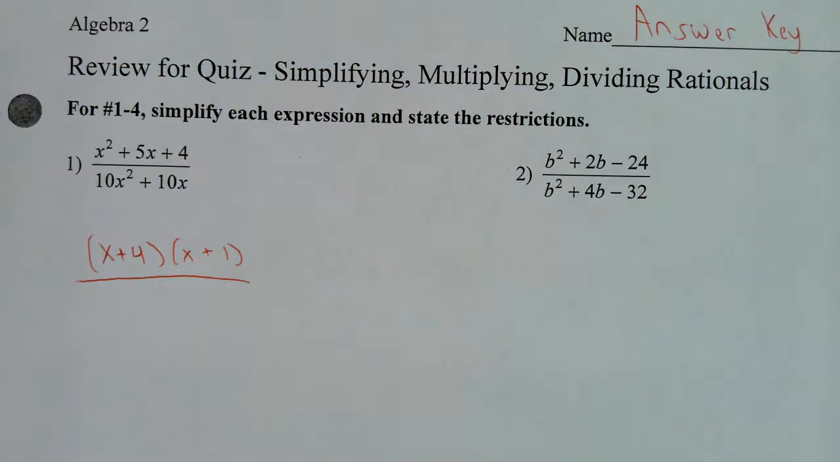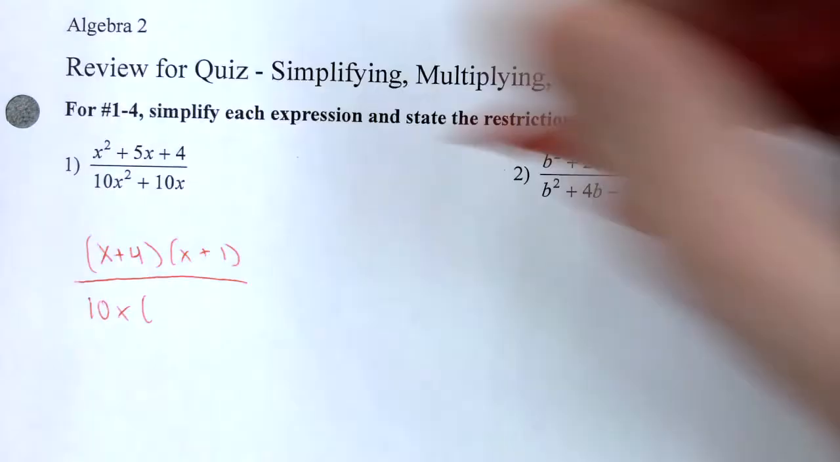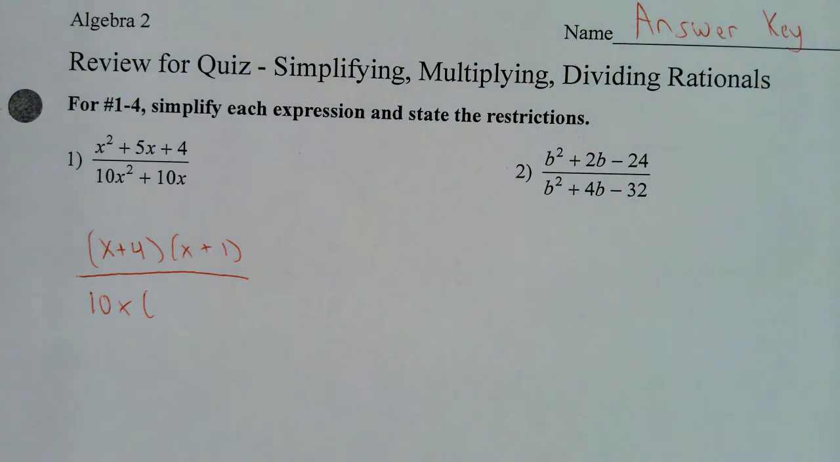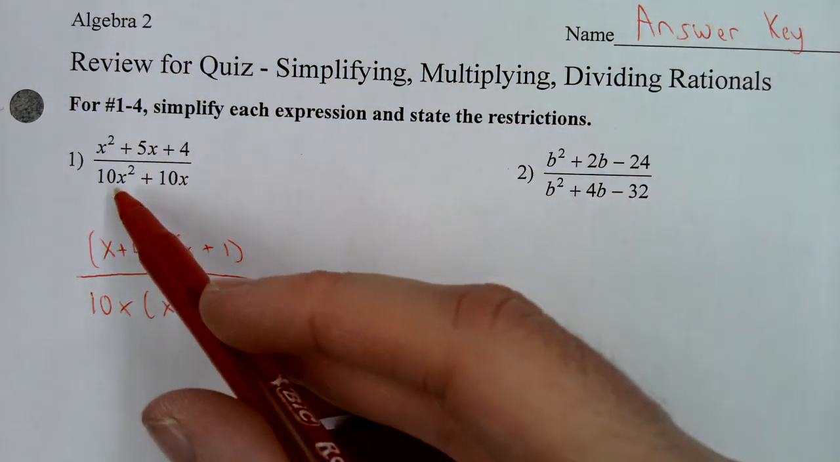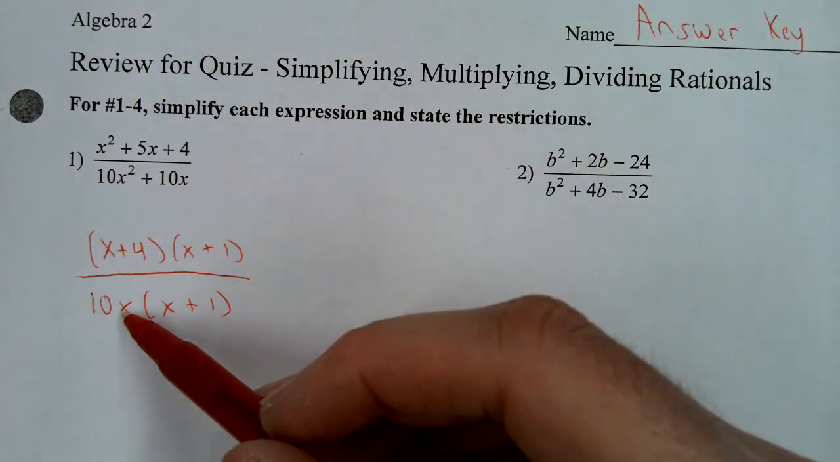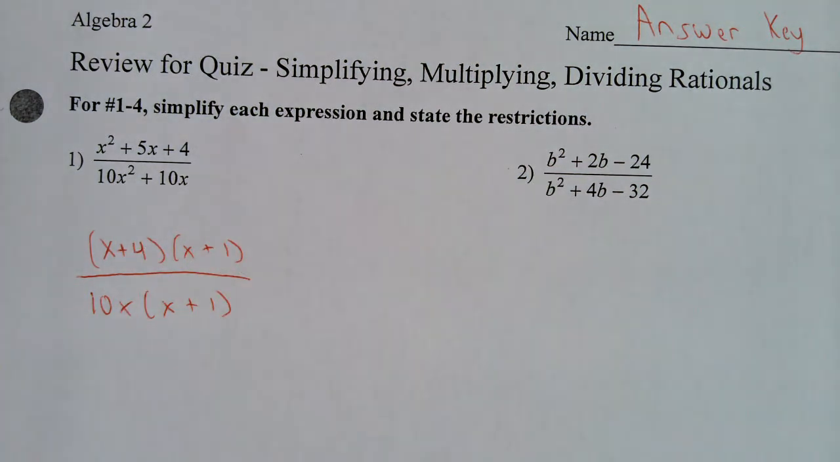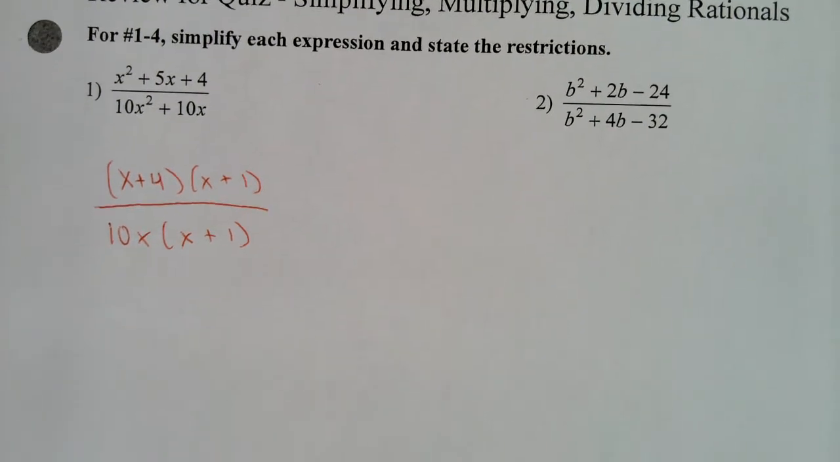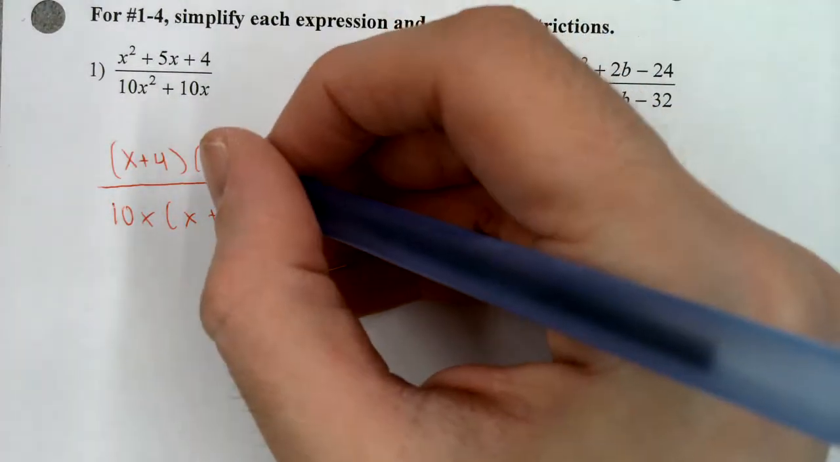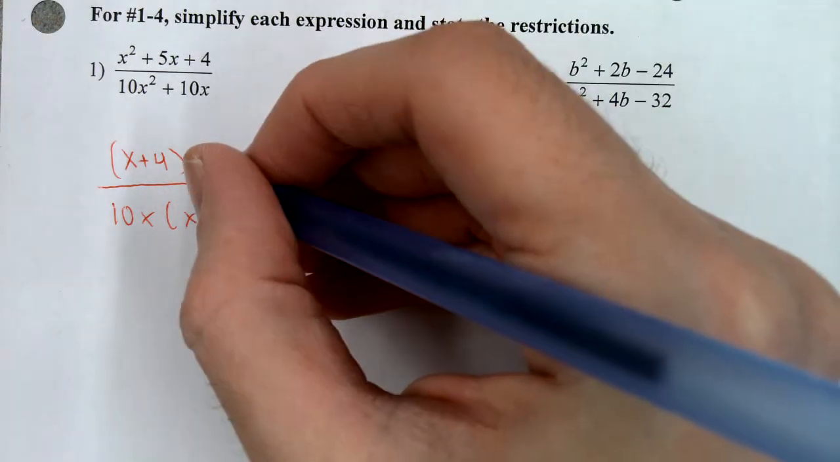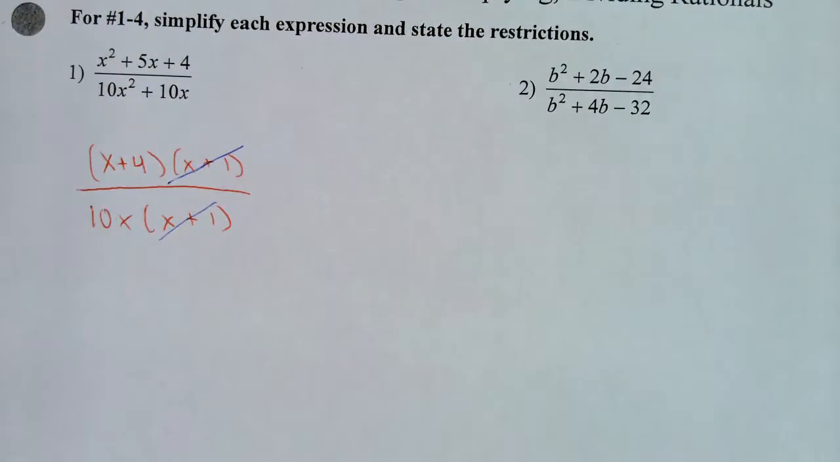To factor the denominator, you're going to factor out the greatest common factor, which is 10x. So you factor out a 10x, and it leaves you with x plus 1 in parentheses, because 10x times x is 10x squared, and 10x times 1 is 10x. Now you're going to divide out the common factor of x plus 1. And it leaves you with x plus 4 over 10x.